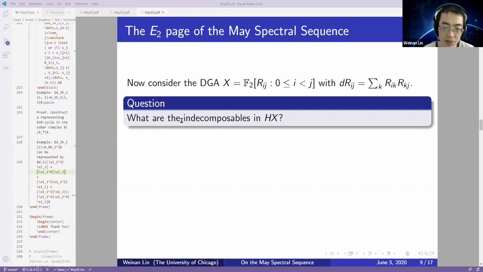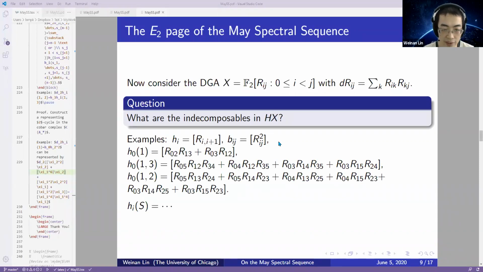So the first question is, what are the indecomposables? Of course, it's almost impossible to imagine what the whole algebra is, but it makes sense to ask the first question: what are the generators of this algebra? And in May's thesis, he has given many examples. For example, R_{i,i+1}.